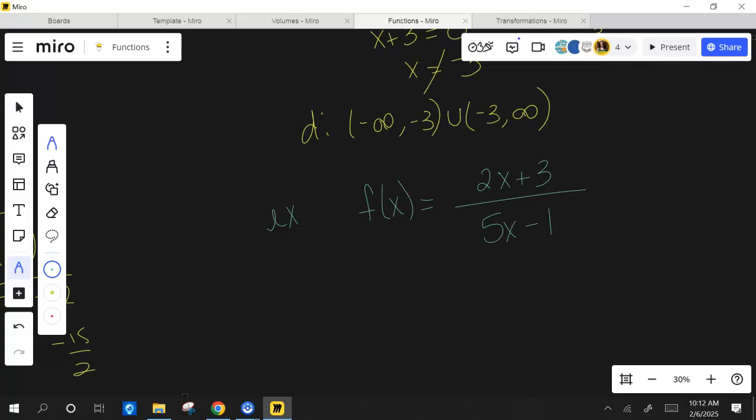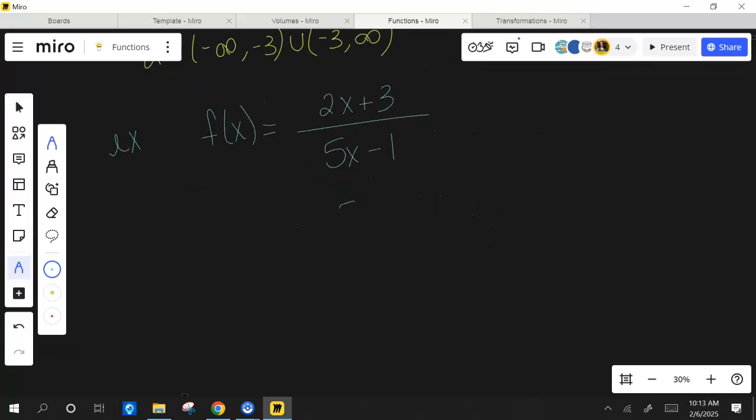Scenario number 1, radical. Do I have one? No. Scenario number 2, fraction. Do I have one? Yes. Is there a variable in the bottom of the fraction? Yes. That's going to cause me some issues. So I'm going to say, okay, what would I plug into x to make the bottom 0? What's going to make it bad? Well, add 1 and divide by 5. So this says x can be anything as long as it's not 1 over 5.